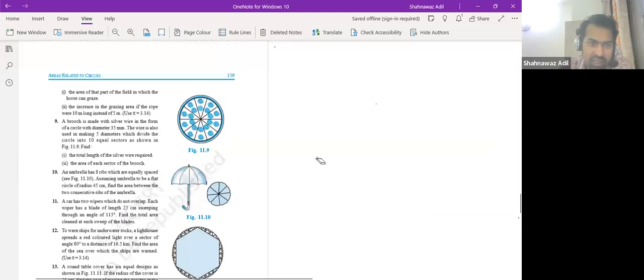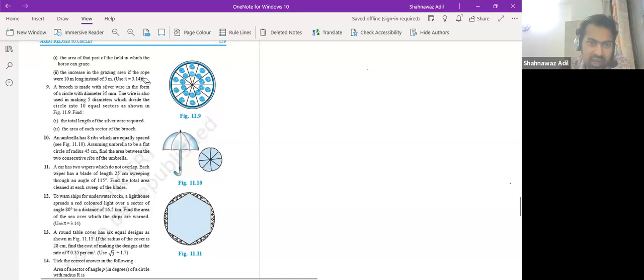Okay, so the next question is this. A brooch is made with a silver wire in the form of a circle with diameter 35 millimeters. The wire is also used for making 5 diameters, which divide the circle into 10 equal sectors as shown in the figure. So one silver wire is used to make the whole circle, and then it is also used to make the 5 diameters, right?